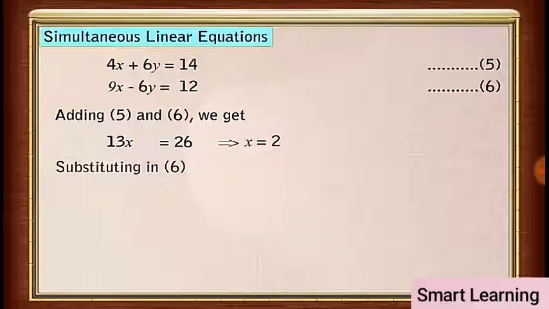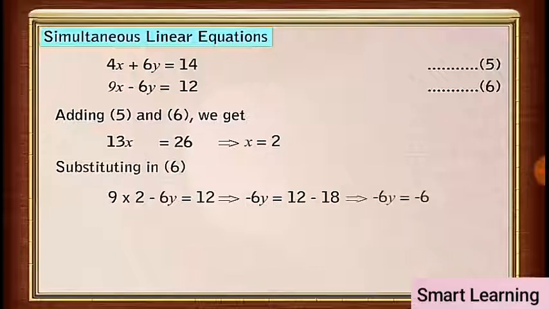Substituting x is equal to 2 in equation 6, we get 9 into 2 minus 6y is equal to 12. This implies minus 6y is equal to, taking 18 to the other side, 12 minus 18. This implies minus 6y is equal to minus 6. Dividing both sides by minus 6, we get y is equal to 1. So we have obtained the value of x and y as x is equal to 2 and y is equal to 1.